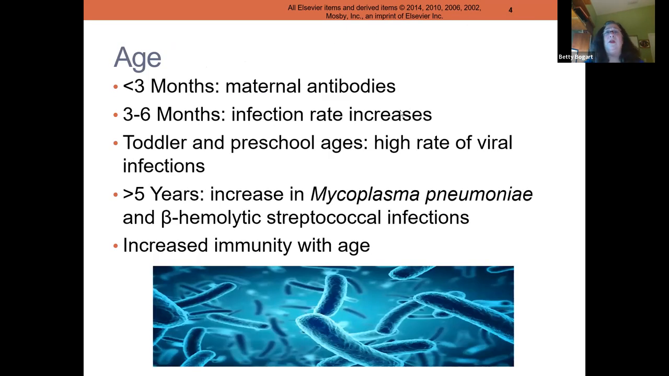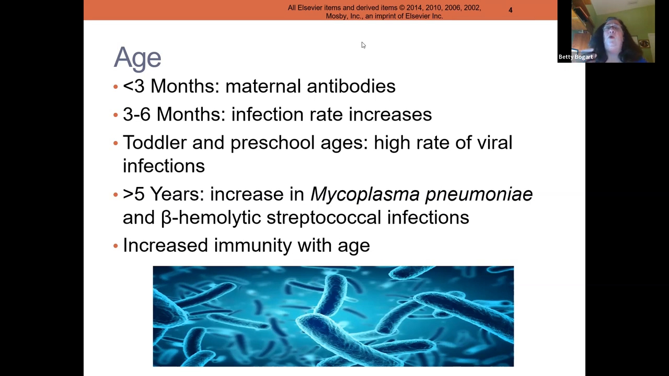Now, we're gonna be going into systems of the body, and we're gonna talk about infections. And we know that pediatrics goes from newborn to age 21. So we need to know, how does it affect that child?